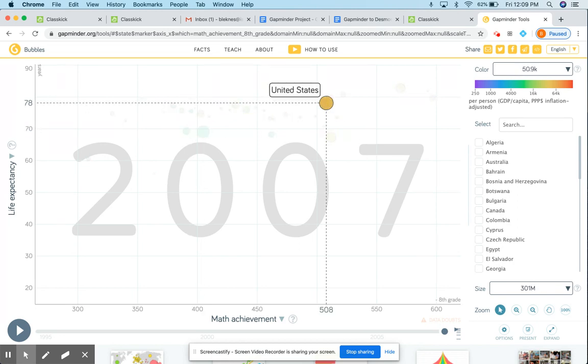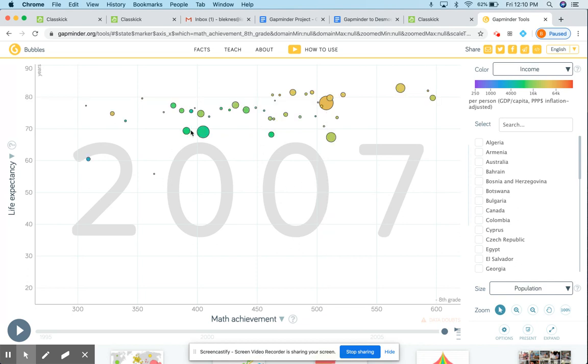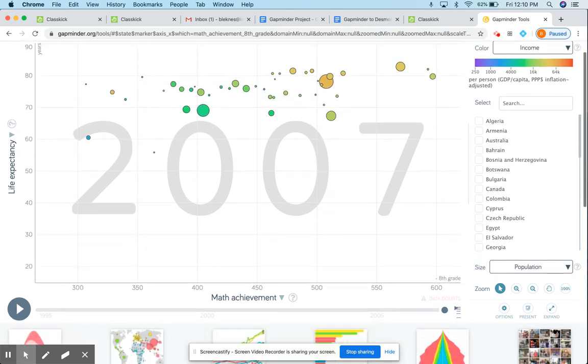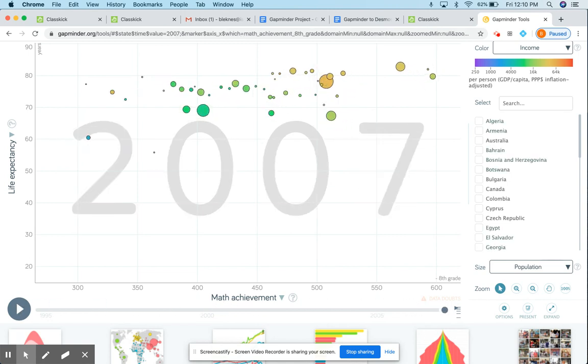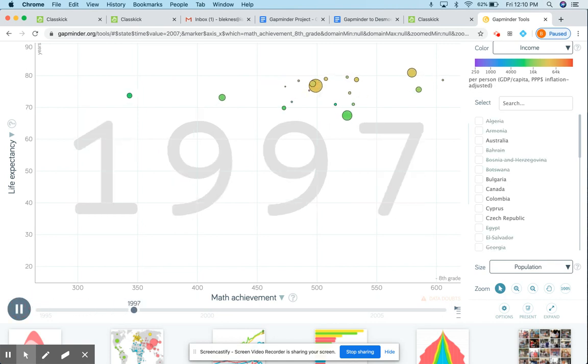How about the United States? A typical math achievement of 508. I don't know what that means. Maybe it's a test. And then a life expectancy of 78. Notice this is in 2007. Also, this thing has a play button down here where you can watch this change over time. Interesting. So you can kind of look at that graph go.